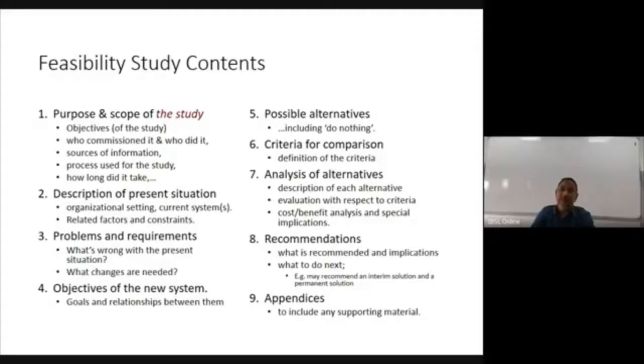That part is important: the objectives of the new system, the goals and the relationship between them. Introduce the new system and show the objectives of the new system. Then possible alternatives. What are the alternative solutions you have, including do nothing? That's one of the solutions. In today's context, we know that do nothing is not enough for long.